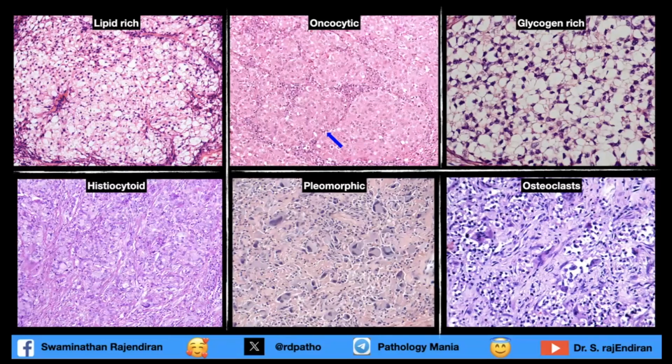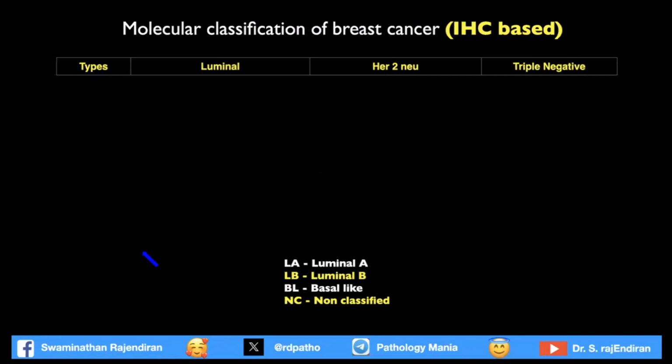And the other patterns of infiltrating carcinomas are lipid-rich, oncocytic, glycogenated, carcinoma with scattered osteoclast, pleomorphic infiltrating breast carcinoma, or histiocytoid. This brings the molecular classification of breast carcinoma, IHC based. Mainly it is luminal, HER2 neu, and triple negative.